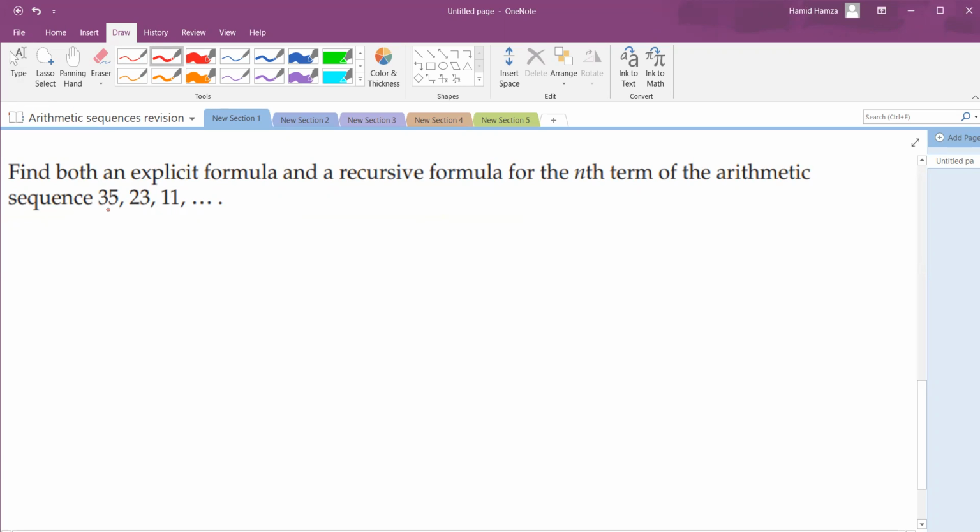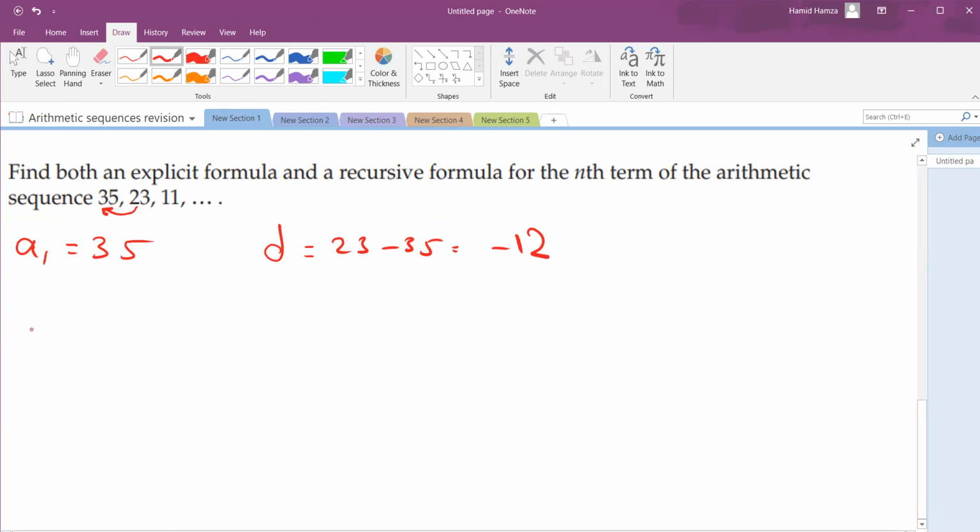Okay guys, what is the first term? 35. What is the common difference? Negative 12, sorry. 23 minus 35 is negative 12.